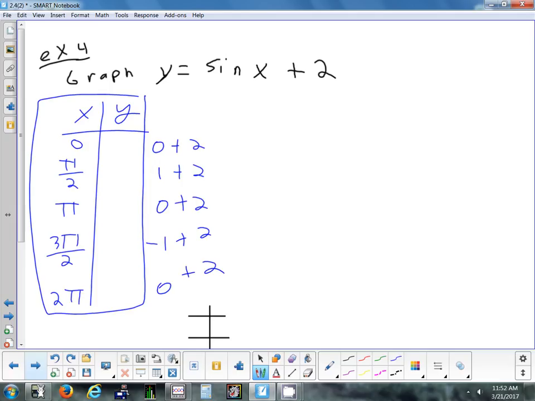So Michael, can you tell me what I get when I do out that arithmetic? You would get 2, 3, 2, -1. Careful, -1 plus 2. It's like 2 minus 1. So 1. Yep, then you get 2. If you made a mistake on the table, hopefully you'd catch it when you graph it, because your graph would look kind of funny.